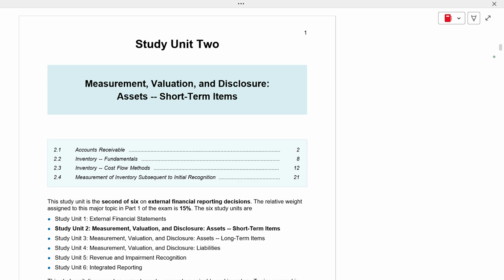Okay, we are going one step ahead. We are talking about how we are going to measure valuation and disclosure of assets, with respect to the short-term assets. You are going in detail about each and every concept. Now it starts. This is measurement valuation. Now we will do short term.